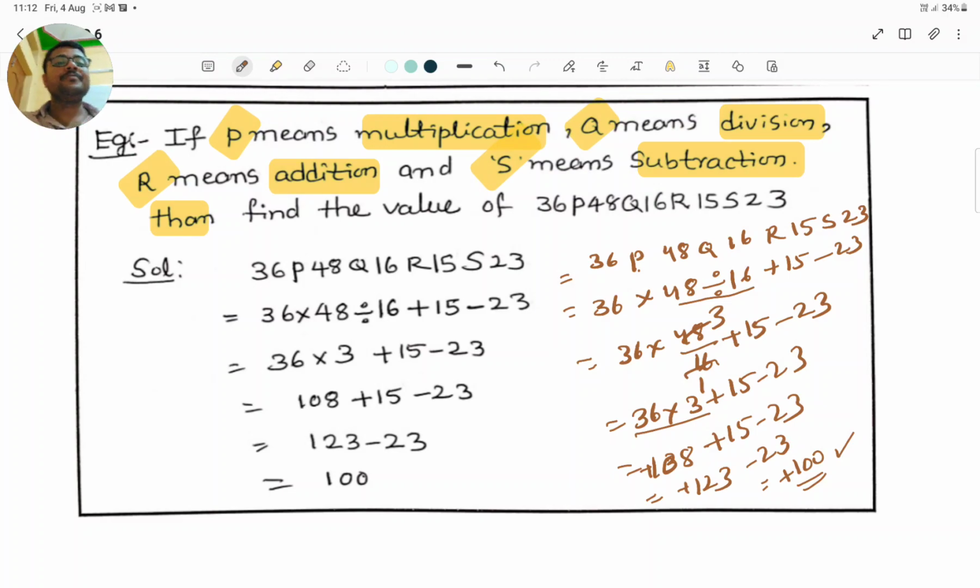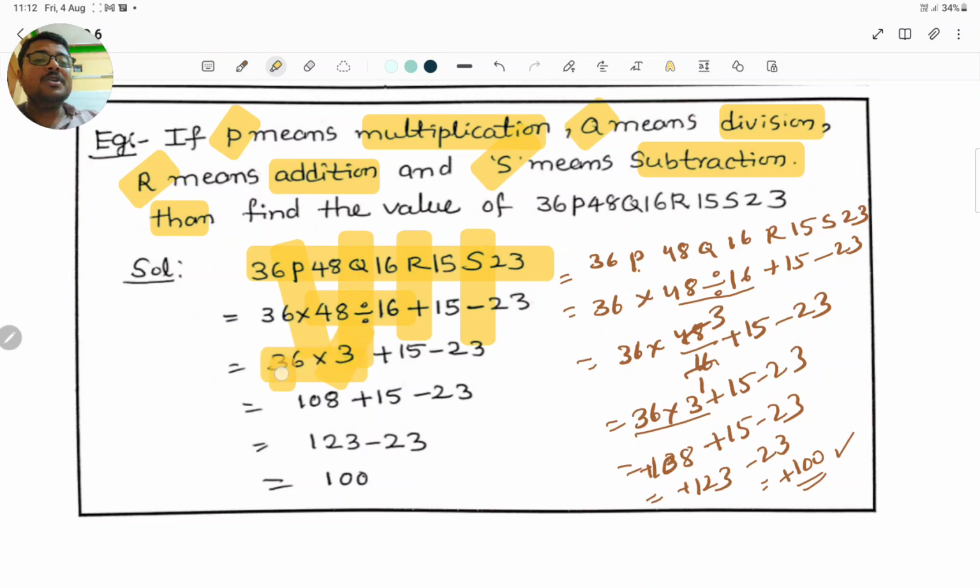See here, 36 P 48 Q 16 R 15 S 23. Instead of P I am writing into, instead of Q I am writing division, R plus, S minus. According to the BODMAS rule, first we have to complete these two. 48 divided by 16, how much will we get? 3. Next step, these two: 36 into 3 multiplication is 108, plus these two 123, last minus, we will get 100.